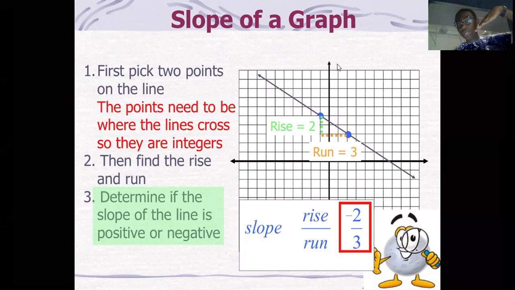Well, I see the slope going down, meaning it's a negative slope. If it's a negative slope, we know we're going to have a negative number somewhere in our fraction. Now we look at the first point and the second point. We go from the first point, right here, and we go down 1, 2, 3. Then you go over 1, 2, 3.